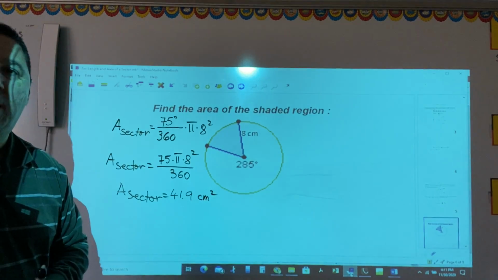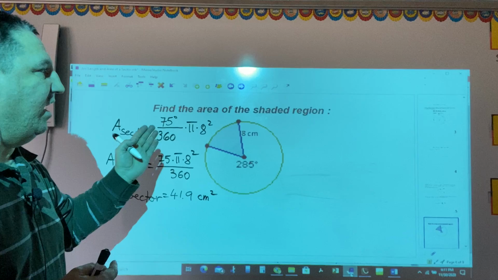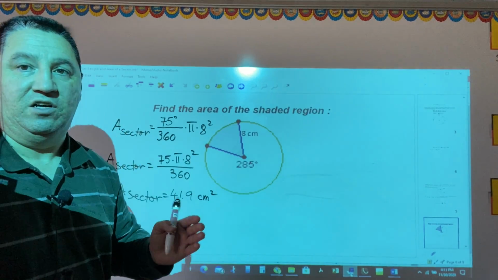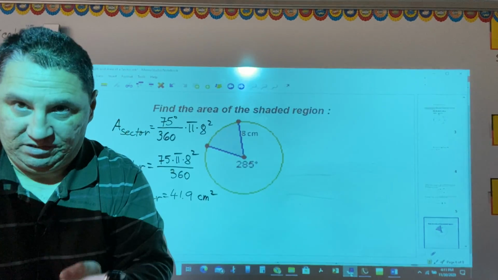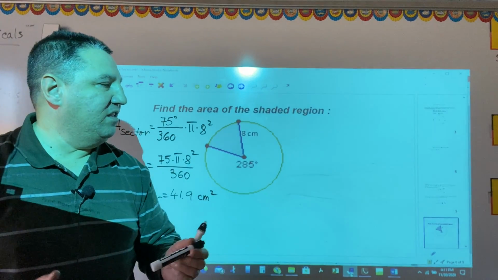Yes? This is how we calculate the area of a sector of a circle, or the area of a portion of a circle. Good. That is all we have for today.